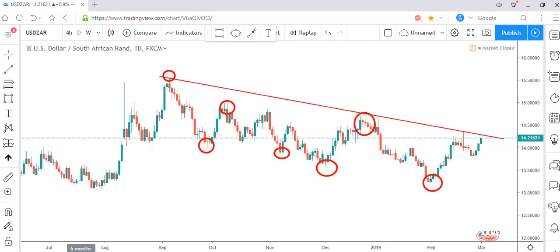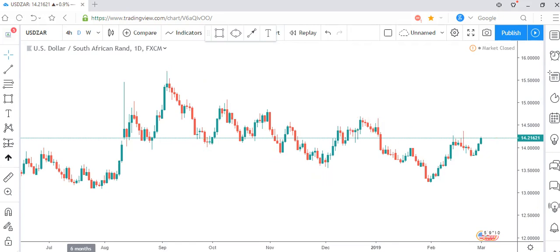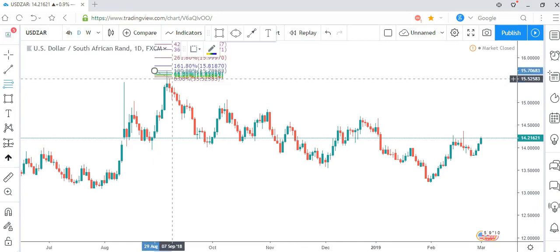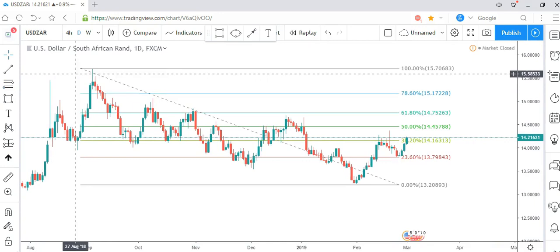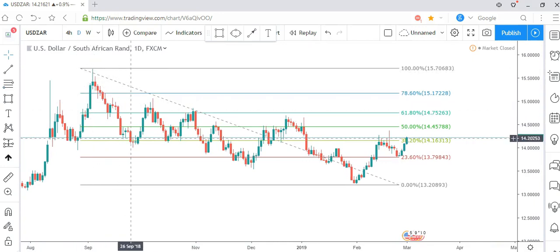So this is a downtrend now. So that is clear, right? So let's go ahead and plot our Fibonacci. Pick your Fibonacci tool. Remember, for a downtrend, you draw your Fibonacci from the previous high to the recent low. So this is what we have here, and you can see how price is acting up, respecting those levels.